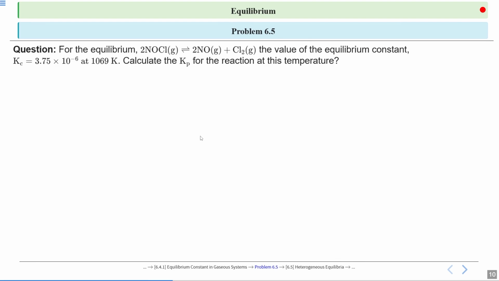Now, here I have a question for you. For the equilibrium 2NOCl (gaseous) going to 2NO plus Cl2, the value of the equilibrium constant Kc is given as 3.75 times 10 to the power minus 6, and this value is at 1069 Kelvin. Now you have to calculate Kp for the reaction at the same temperature. Okay, you have 30 minutes to solve it. Your time starts now.